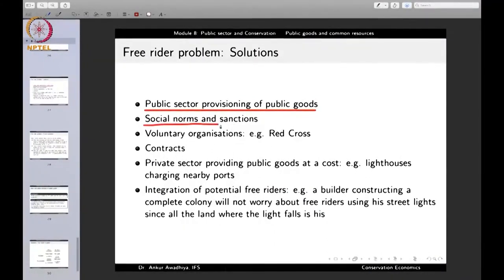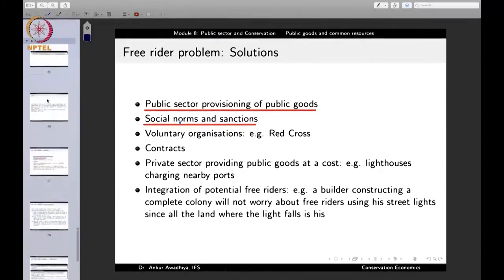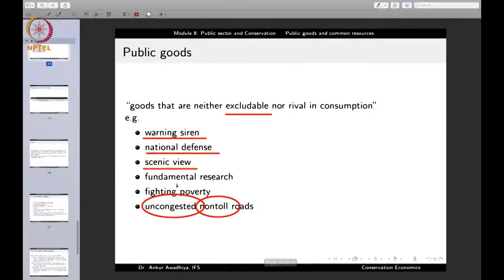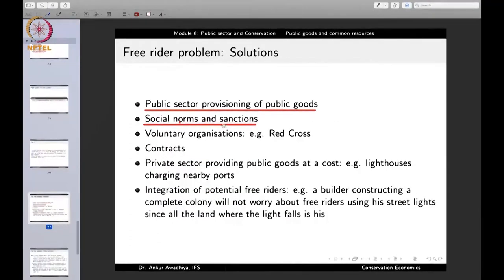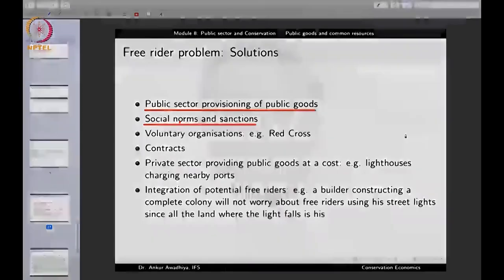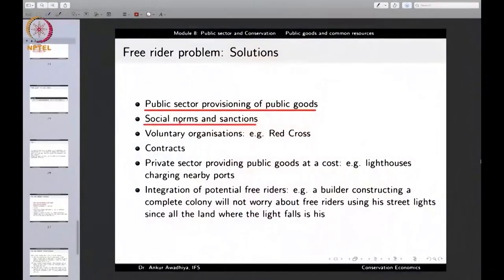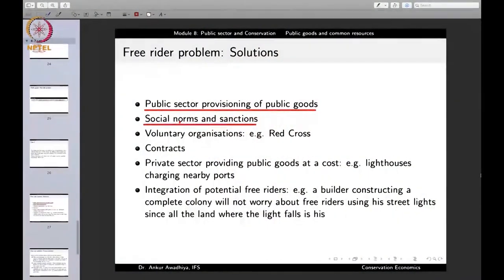Or social norms and sanctions. In this case, if we have a resource such as, say, warning siren, the social norms and the sanctions may say that everybody should pay for the warning sirens to be installed. And if a person does not pay for the warning sirens, then probably this person will be ostracized. So social norms and sanctions can help solve the free rider problem. Also, if they find a person who is free riding, then there can also be a social boycott. So in this way, the social norms and sanctions can be used.